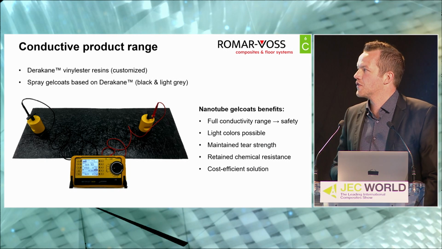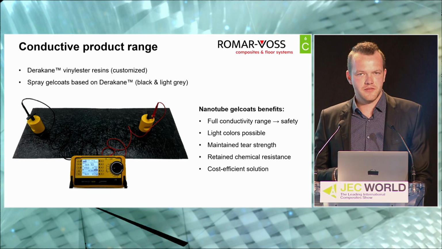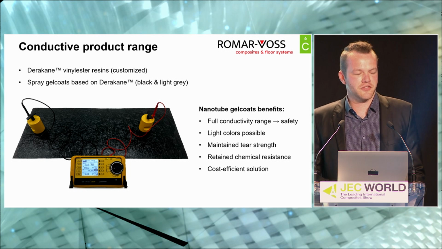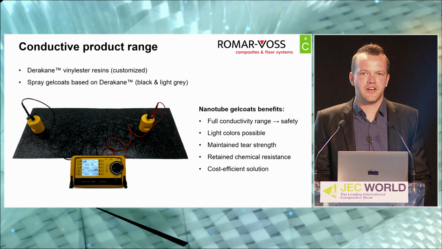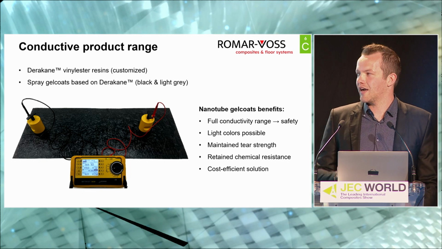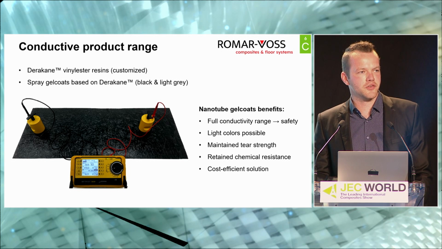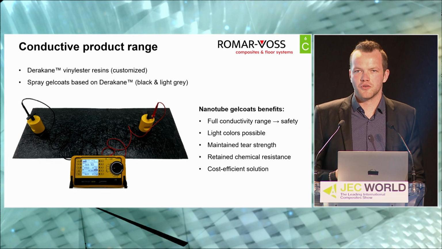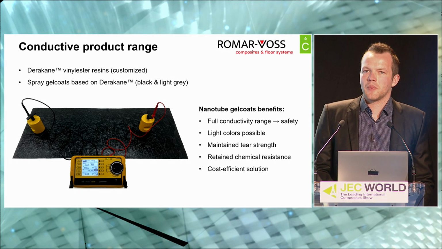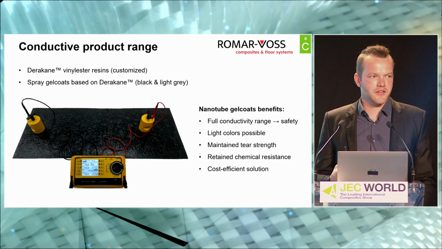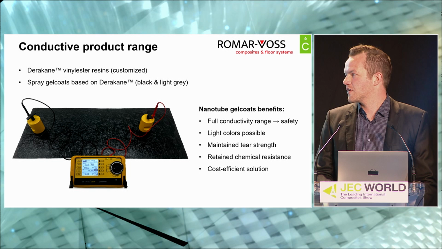Our conductive product range at Romar-Voss consists of the customizable Derakane vinyl ester resins and Derakane-based spray gel coats. For now, we only have them in black and light gray. Some other benefits of those nanotubes are the fully conductive range, the possibility of light colors, the maintained chemical and mechanical properties, and being cost efficient.